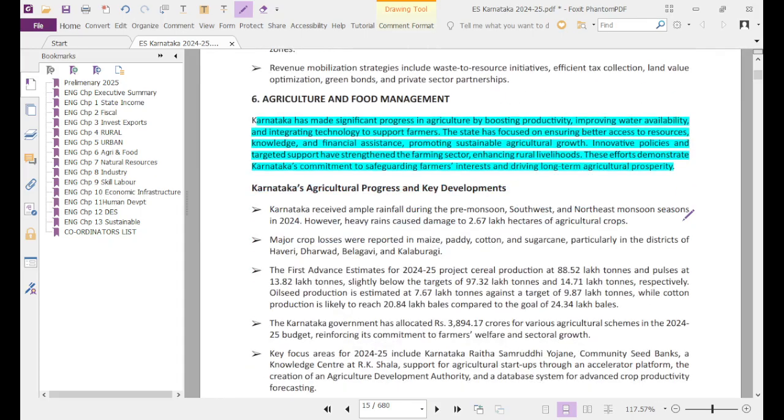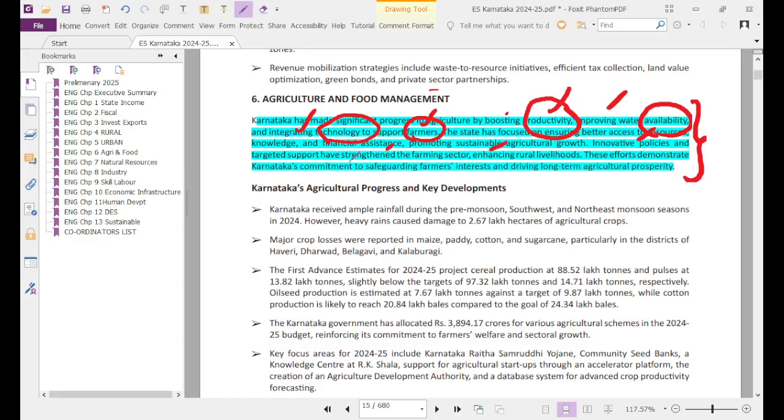Agriculture and food management, when it comes to this, see, this highlighted sentence can be directly picked and answered. Karnataka has made significant progress in agriculture by boosting productivity. See, the answer should be like this. We should talk on key terms. Productivity, what we should do, we should boost. Water availability, we should improve. Technology, we should integrate. Farmers, we should support. So like this, better access to resources, knowledge, and finance assistance. Promoting sustainable growth in agriculture.